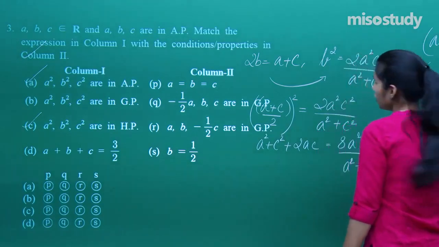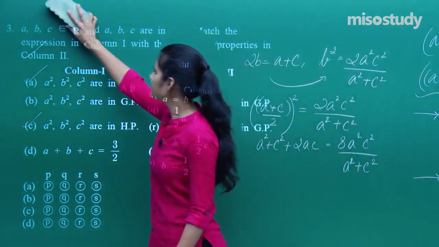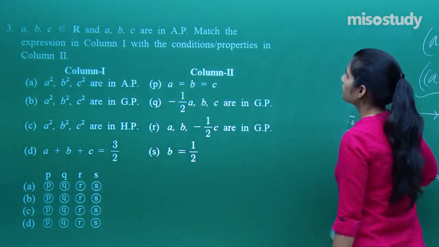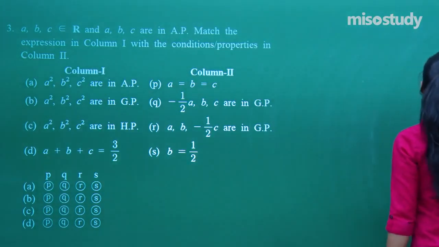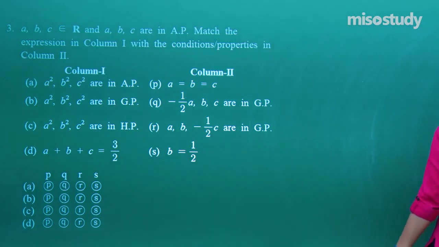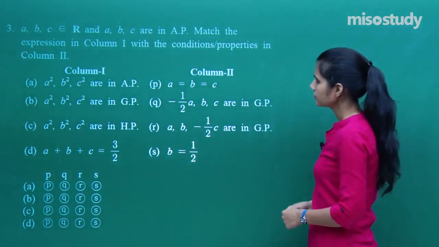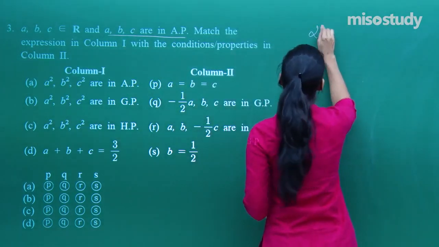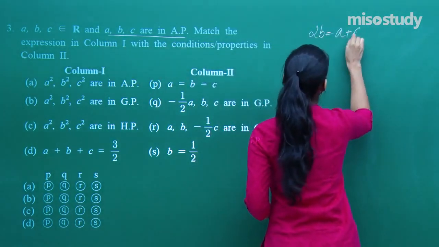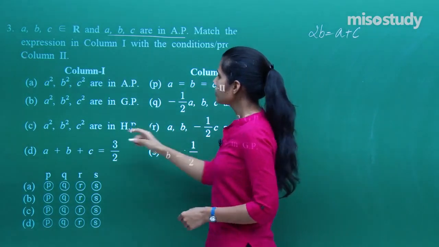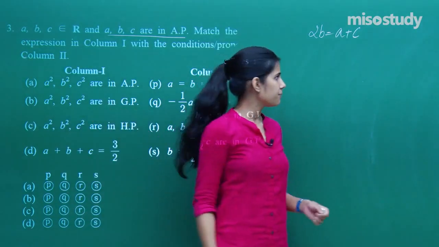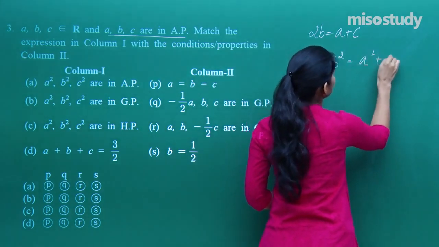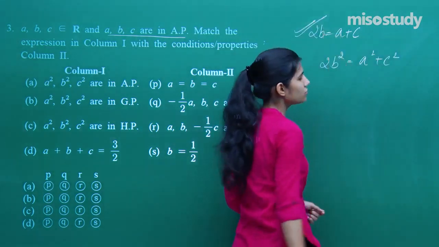That A, B, C are real numbers and A, B, C are in AP. Match the expression in column 1 with the properties or conditions in column 2. Let's see how we need to tackle this question. So A, B, C are already given in AP, that means you already have twice of B equals A plus C. A square, B square, C square are also in AP, that means twice of B square equals A square plus C square. This is already given to you.